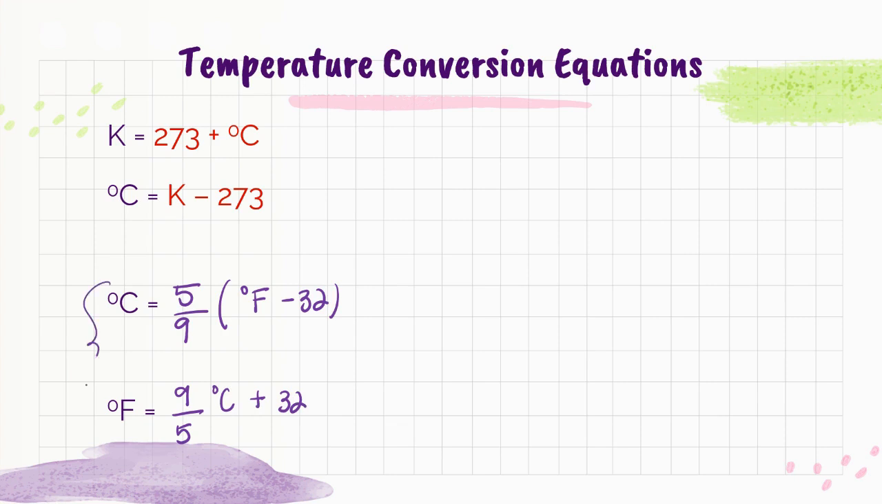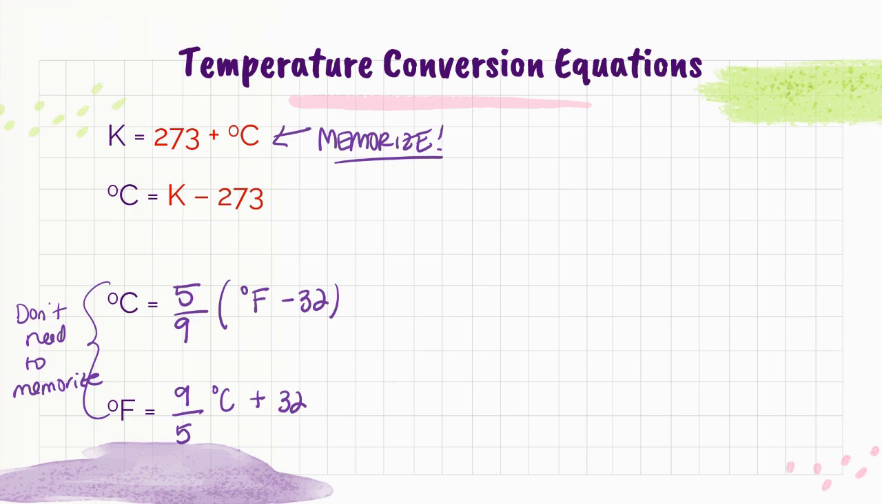Okay, these two you don't need to memorize. We'll give you those. This one, 273 plus Celsius equals kelvins, make sure you memorize this. It's very easy. That should not be a hard one to memorize. And you're going to use it so often, it should be just ingrained in your memory.